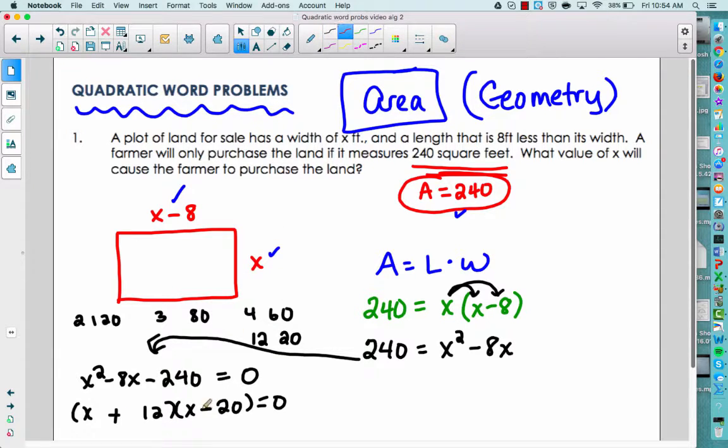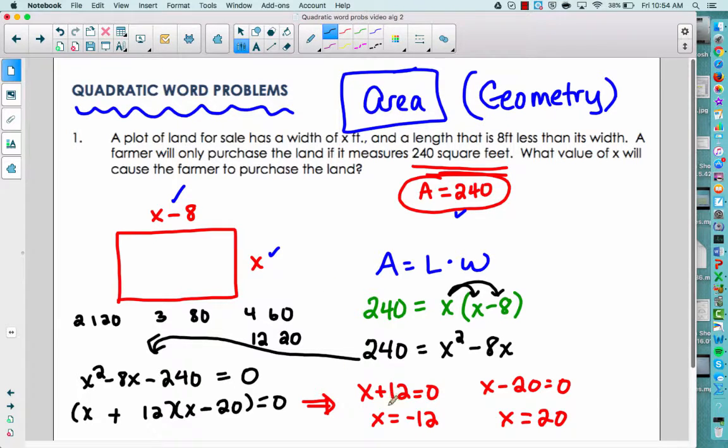All right, so now I'm going to set each factor equal to 0. So x plus 12 equals 0, and x equals negative 12, and x minus 20 equals 0, so x equals 20. Well, he said that x was the length or the width of the figure, so length or width can never be negative. So I'm going to throw that answer out, and my answer is going to be 20. So the value of x that would cause the farmer to purchase the land would be 20 feet wide.